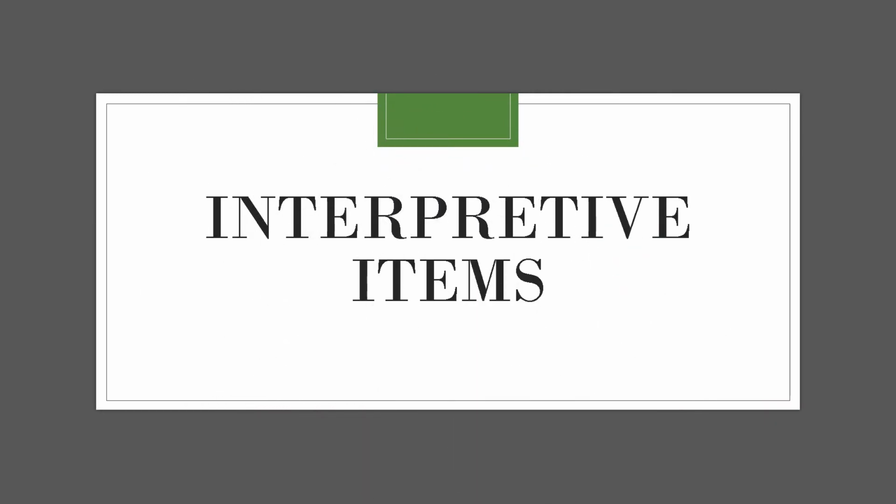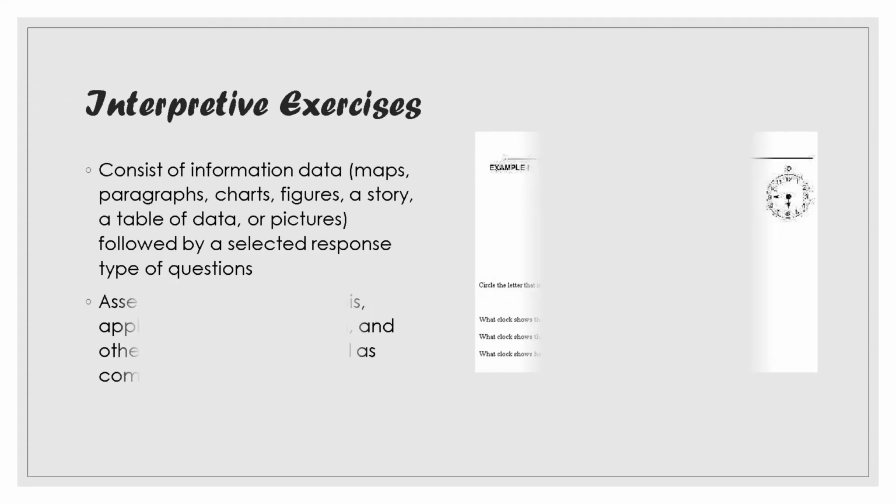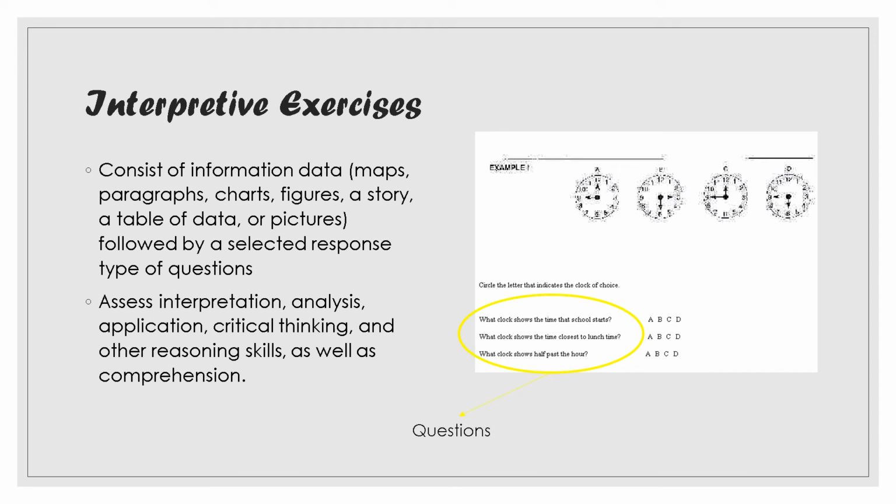Lastly, we have interpretive items or exercises. Interpretive exercises consist of information or data such as maps, paragraphs, etc., followed by a selected response type of question. As you can see on your right, this is an example of a selected response type of question. It also assesses interpretation, analysis, application, critical thinking, and other reasoning skills, as well as comprehension.